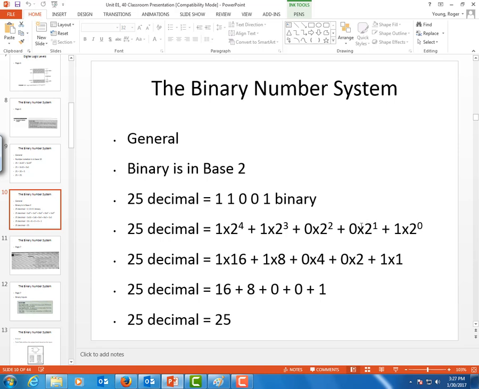So here you go, 0 times 2 to the 1. This one here is 0 times 2 to the 2, which is right here. This is 1 times 2 to the 3, right there.